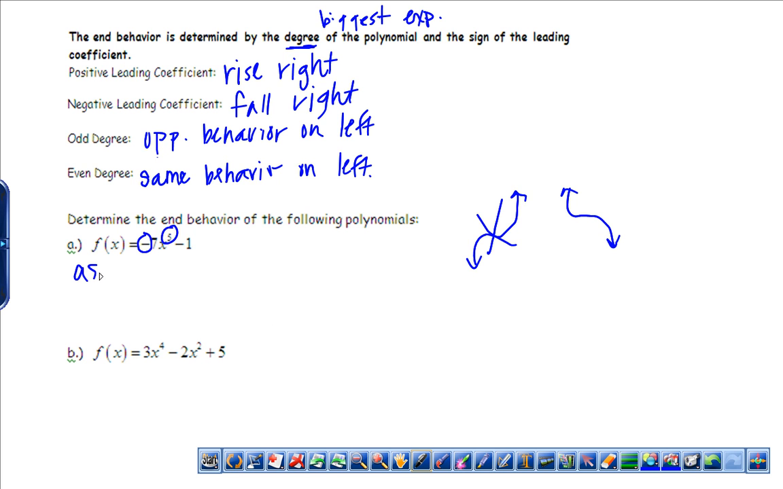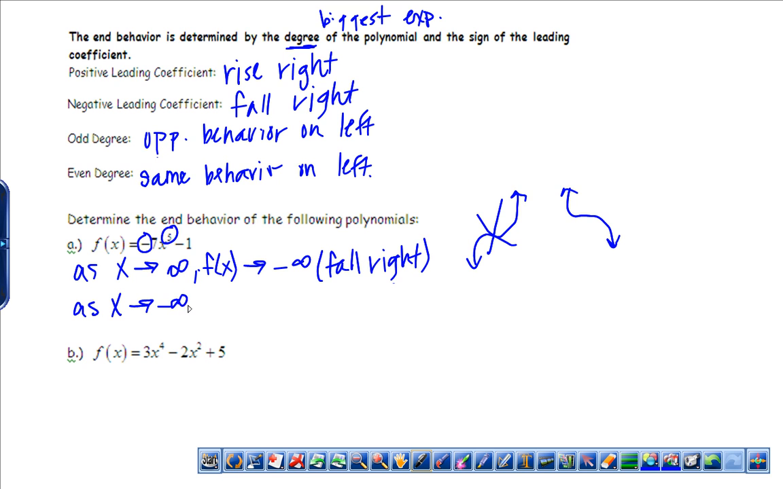So I'm going to say as x approaches infinity, my f of x approaches -infinity. So that would be a fall to the right. If you kind of know what the graph looks like, it helps. Okay, as x approaches -infinity, my function is going to approach infinity, and this is going to be a rise to the left.